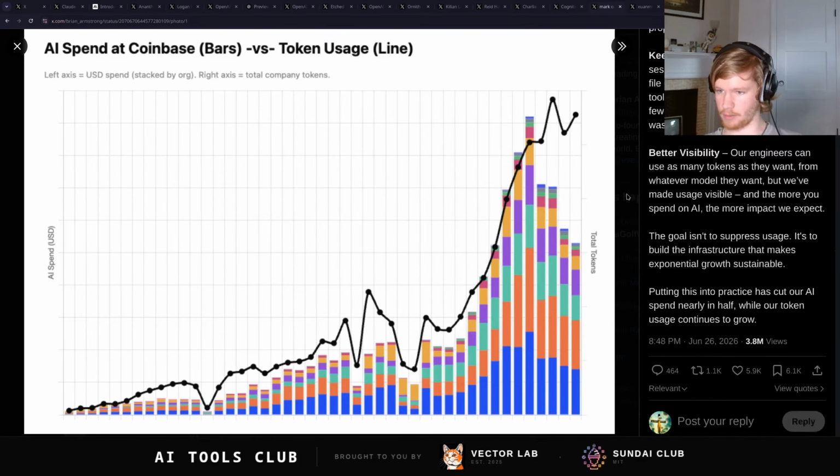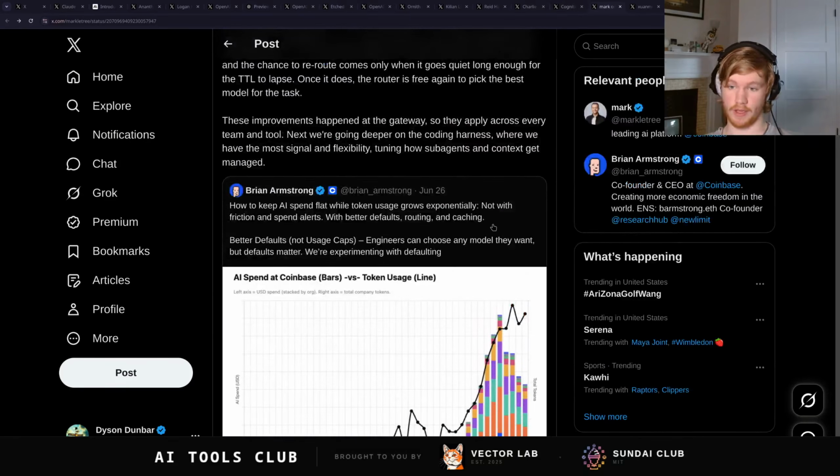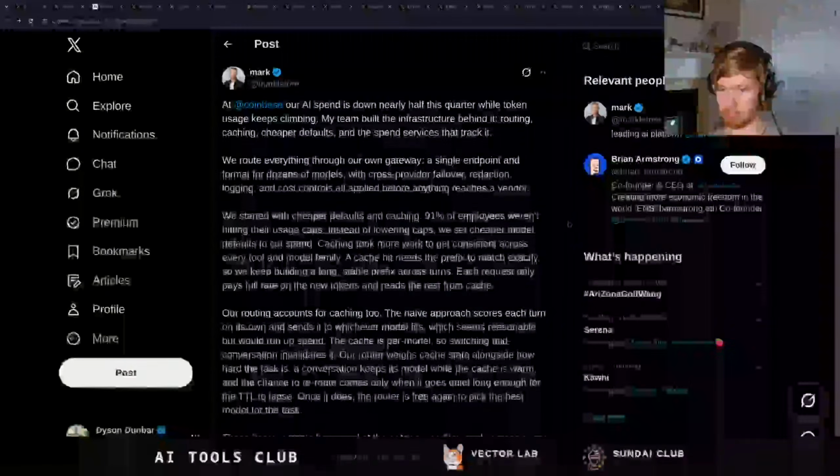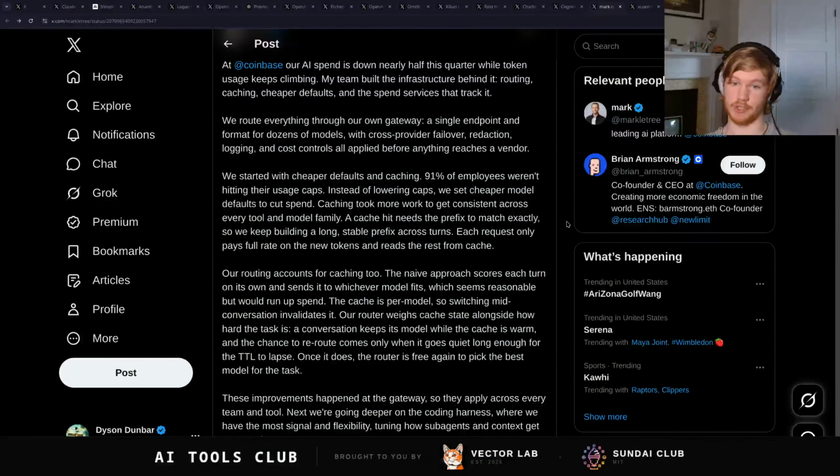I believe they have a write-up, if I remember correctly, for how they did this. So I would definitely look at that to learn about intelligent model routing for real cost savings.